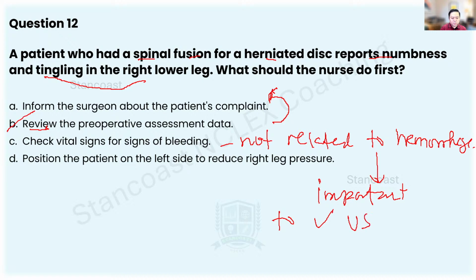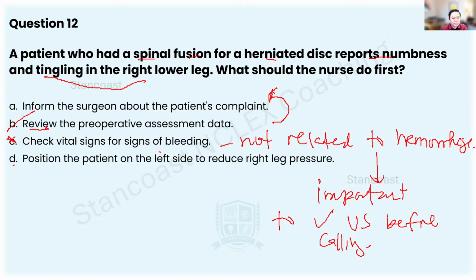Checking vitals before calling is also important. Make sure that we have that data. But then again, this question is actually wanting us to do an assessment that is related to the numbness. And again, the vital signs are not closely related to that, okay, with a hemorrhage. So we are removing that one.